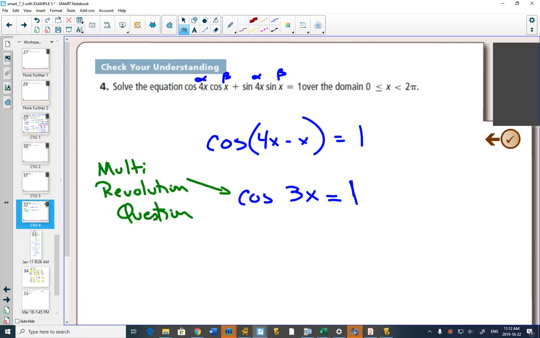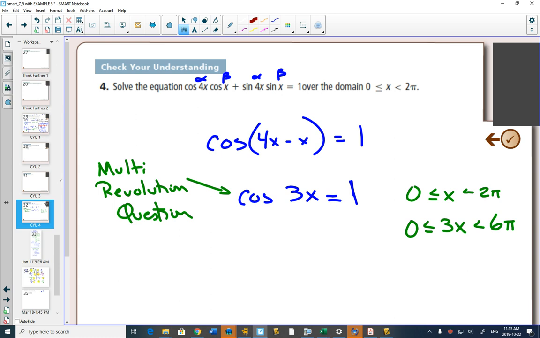And you won't even think of a multi-revolution question. Probably what most students do at this point is they divide both sides by 3 because they don't like that 3, which is not allowed by order of operations. That 3 is inside of the cos. You cannot divide both sides by 3. It's a multi-revolution question. How do we solve multi-revolution questions? Well, we first write the domain in terms of 3x. The domain is x is between 0 and 2 pi, so 3x would be between 0 and 6 pi.